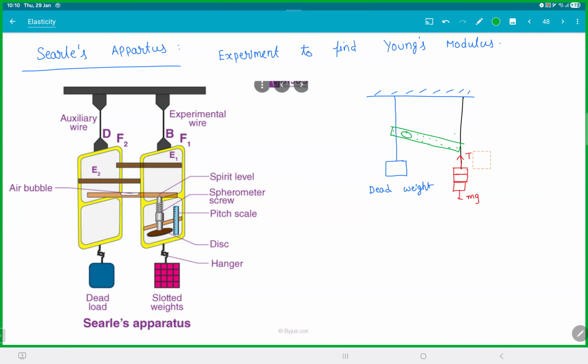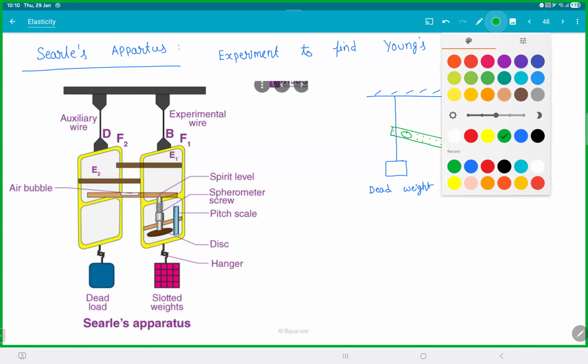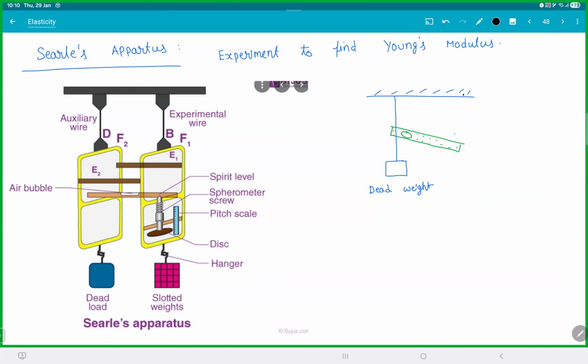Clear? There. That is how you know the wire got stretched. Now, if you observe the thing here clearly, can you see here? There is a screw here. Basically, this is a screw gauge. This is a spherometer's screw. This screw here, they start rotating this. The screw is rotated.